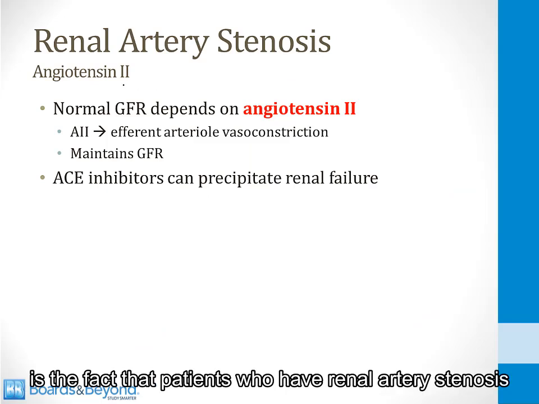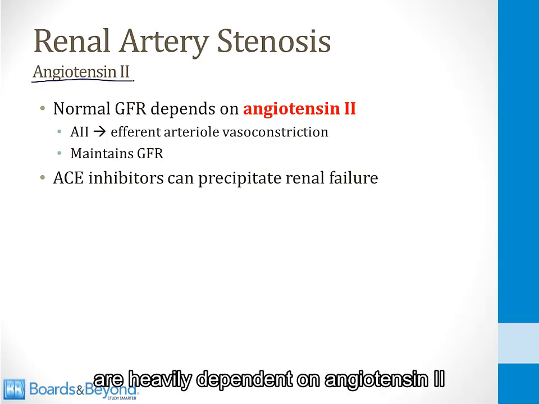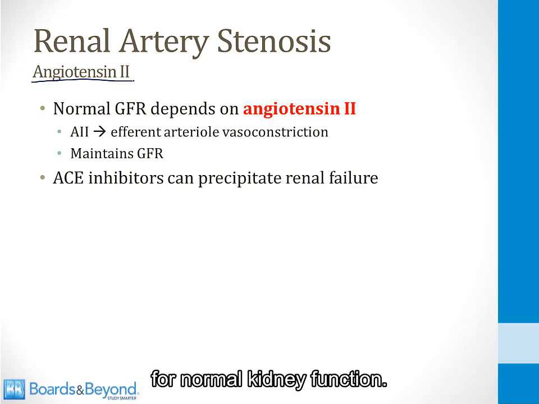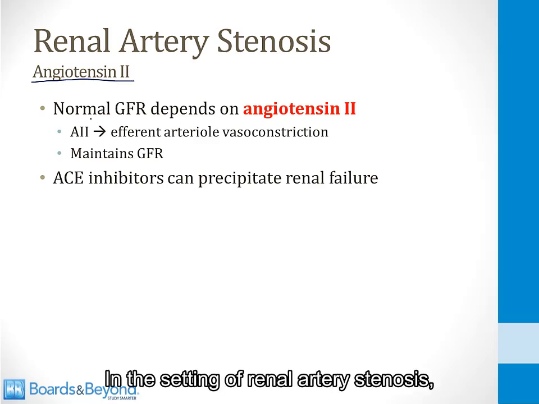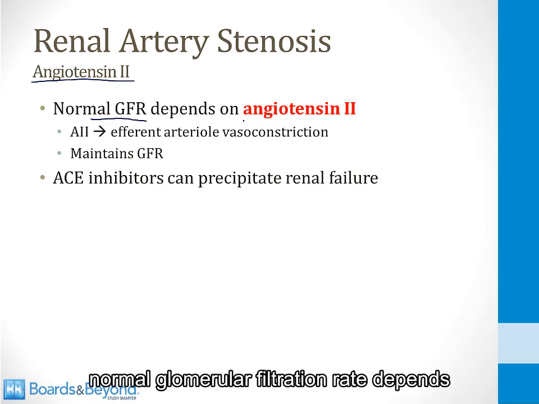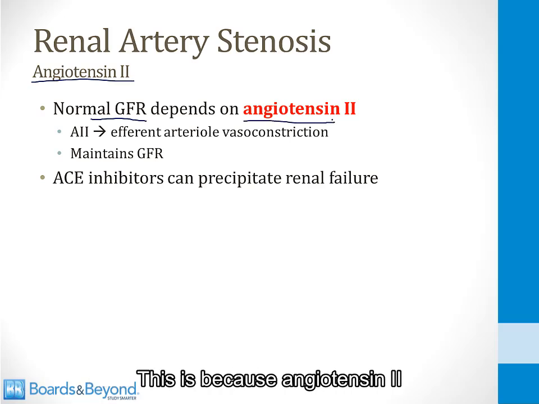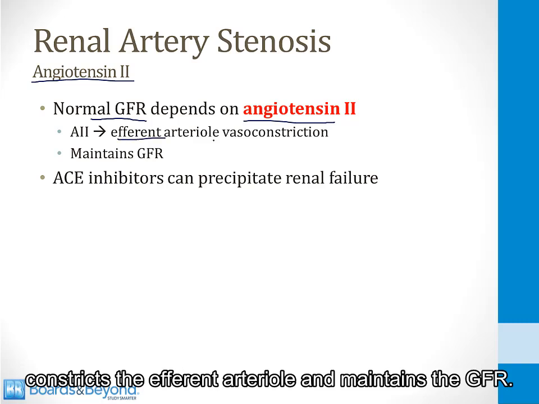Another special feature of renal artery stenosis that is very high yield for you to know for exams is the fact that patients who have renal artery stenosis are heavily dependent on angiotensin II for normal kidney function. In the setting of renal artery stenosis, normal glomerular filtration rate depends on angiotensin II. This is because angiotensin II constricts the efferent arteriole and maintains the GFR.